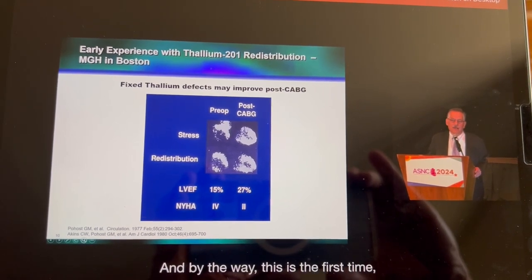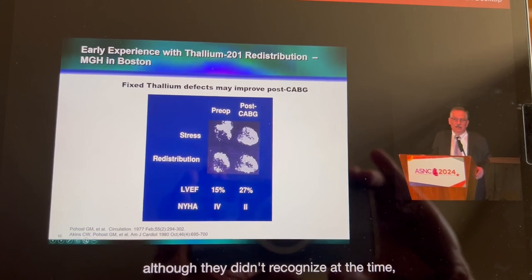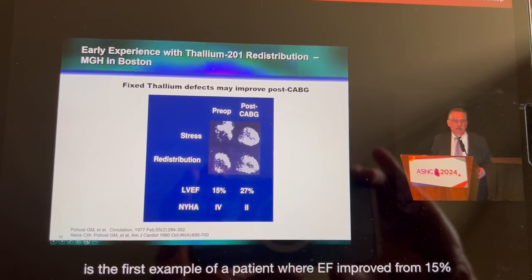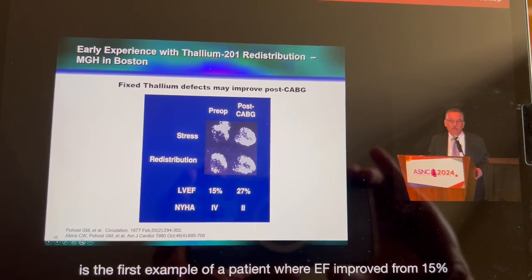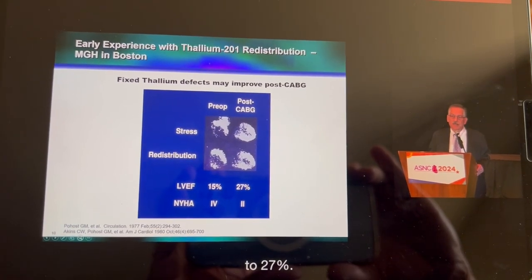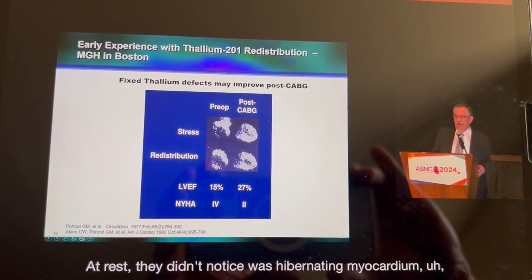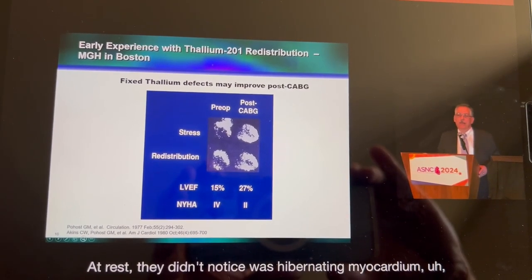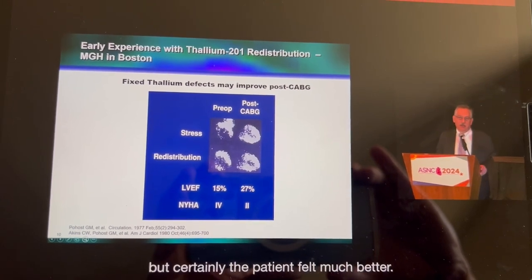And by the way, although they didn't recognize it at the time, this is the first example of a patient where EF improved from 15% to 27% at rest. They didn't know it was hibernating myocardium, but certainly the patient felt much better.